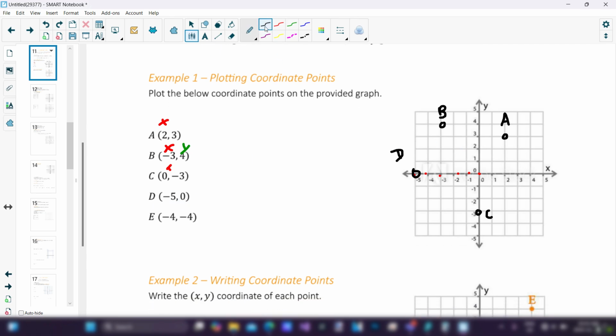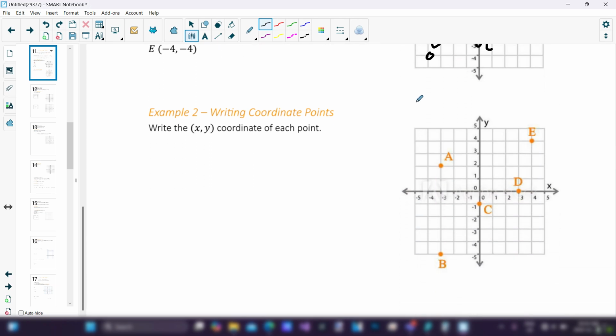And lastly, we've got a double negative. So starting at the origin, I'm going to go left 4, 1, 2, 3, 4. And then I got to go negative 4 in the Y. So I got to go 1, 2, 3, 4 down. So there's E. This should be easy.